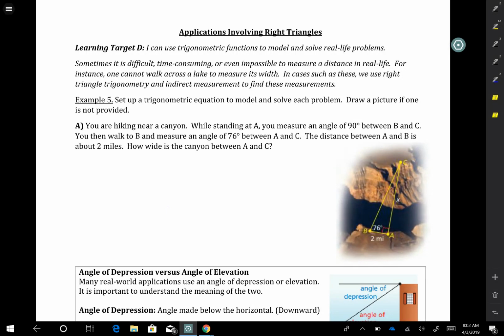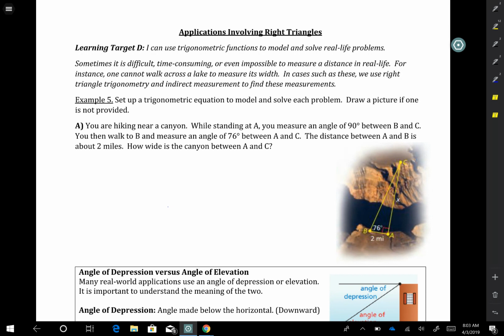So sometimes we have situations where we want to find measurements in real life, but we really can't do them physically. So what we can do is use indirect measurement and trig to find these measurements. For each of these situations that is given to us, we're going to set up a trig equation to solve. And if we have a picture, we'll use it, but if not, we will draw one.